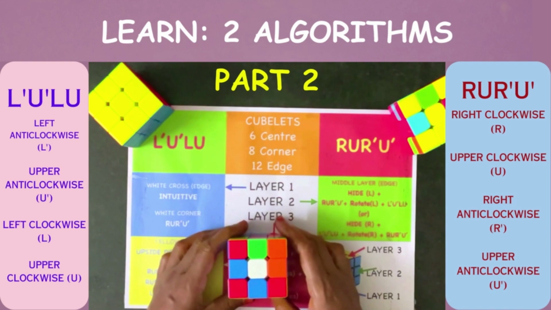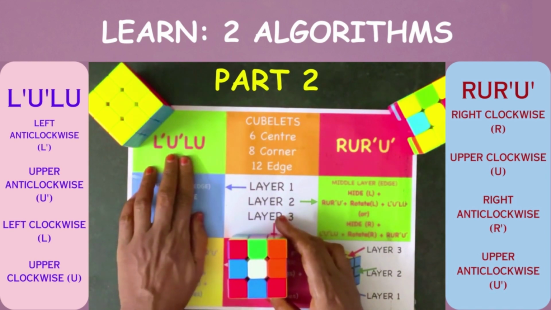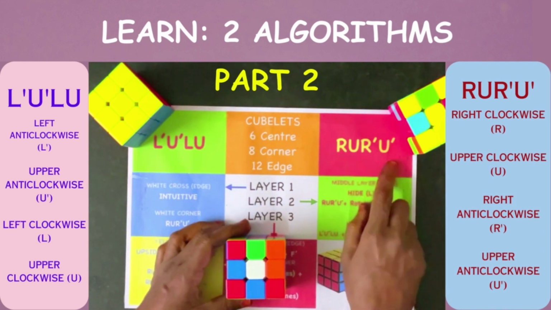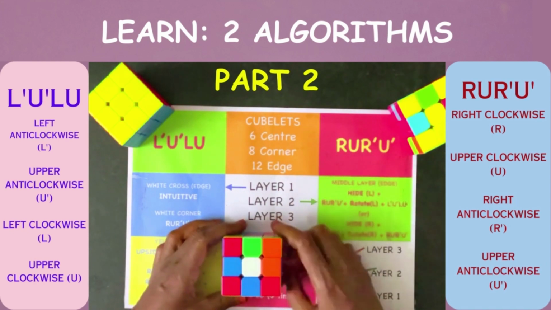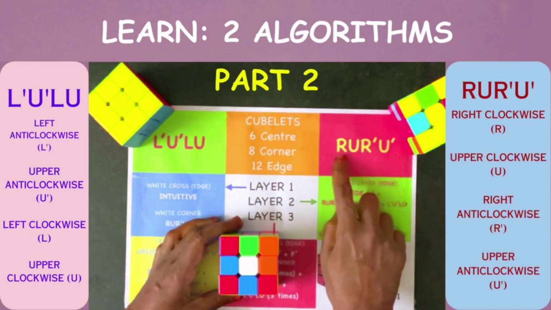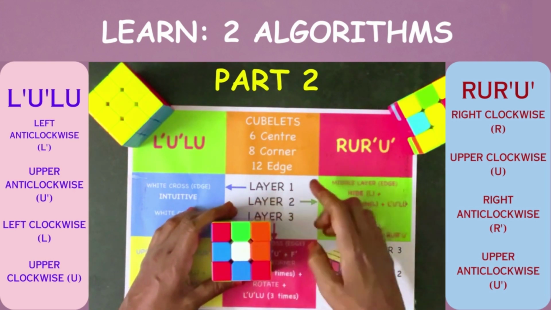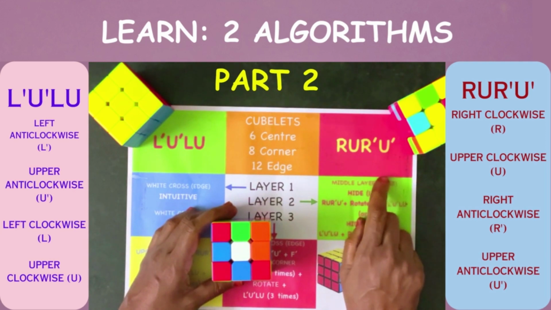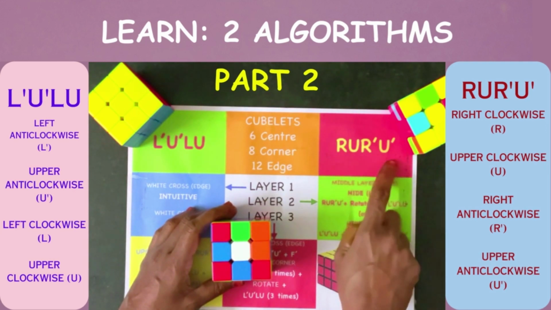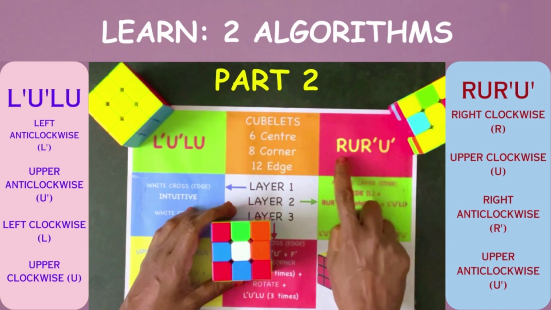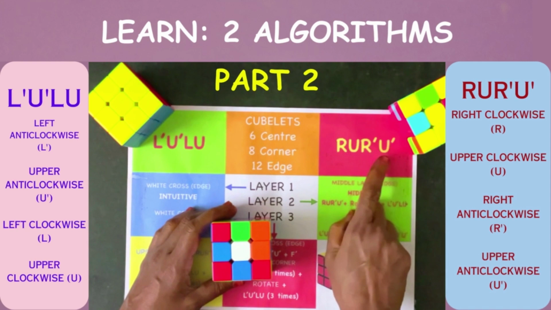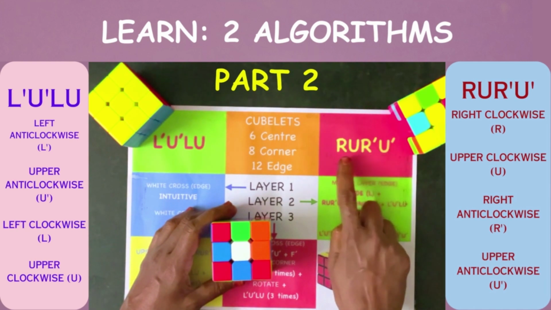One is the left algorithm or formula, and the other one is the right algorithm. Here an algorithm is nothing but just a sequence of movements of faces. So first let us learn the right algorithm. It has a set of 4 moves, which are right clockwise, upper clockwise, right anti-clockwise, upper anti-clockwise. These are denoted as R, U, R prime, U prime.